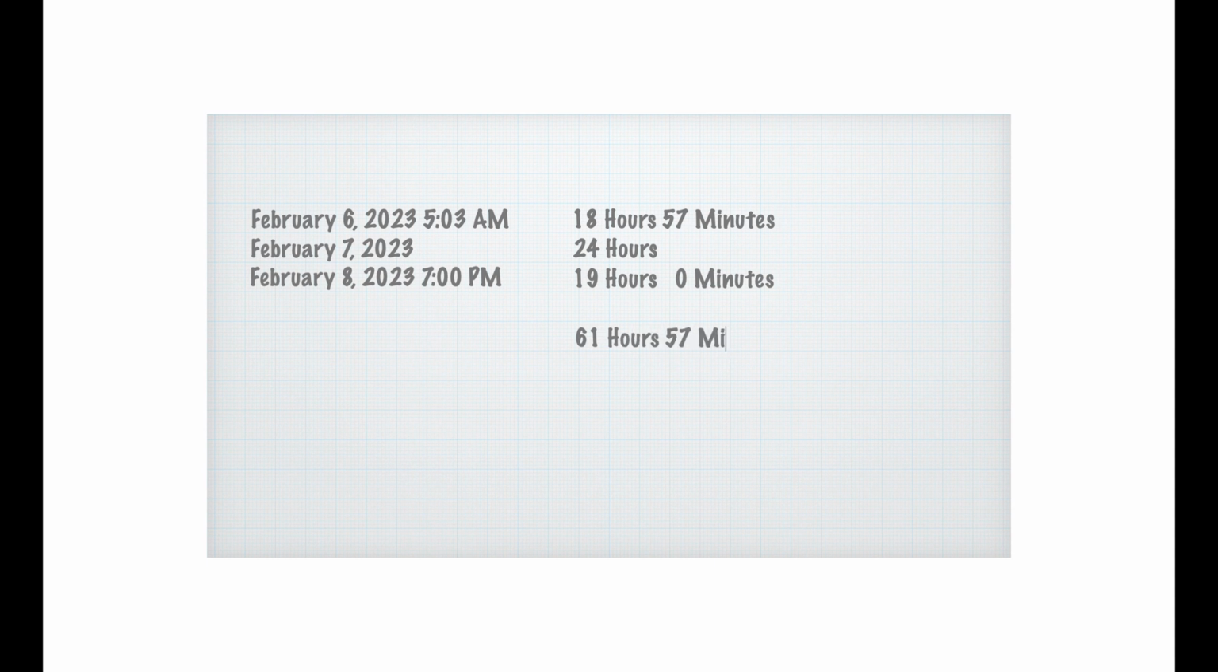So let's start with a date. Let's say February 6, 2023, 5:03 in the morning. And we'll end with February 8th, 2023, 7 p.m. To complete the first day, you'll have 18 hours and 57 minutes. And there's one entire day in between these two dates, so we'll say 24 hours. And the last day has 19 hours remaining. Add those together, we have 61 hours and 57 minutes, but let's look at how to do it in Google Sheets.